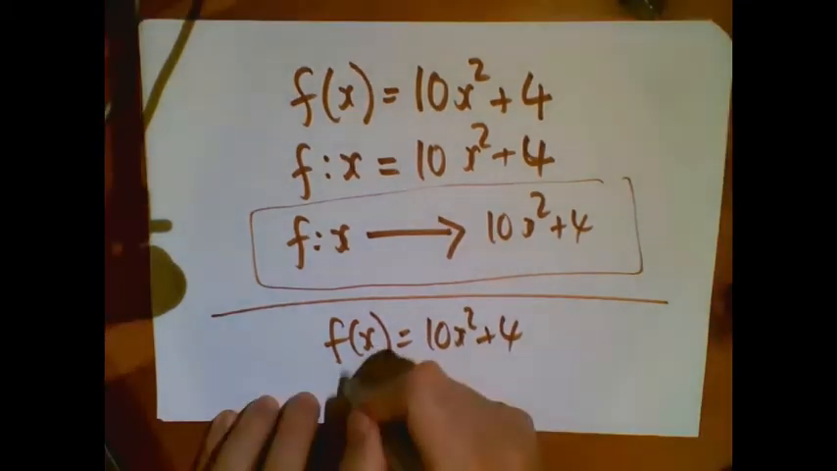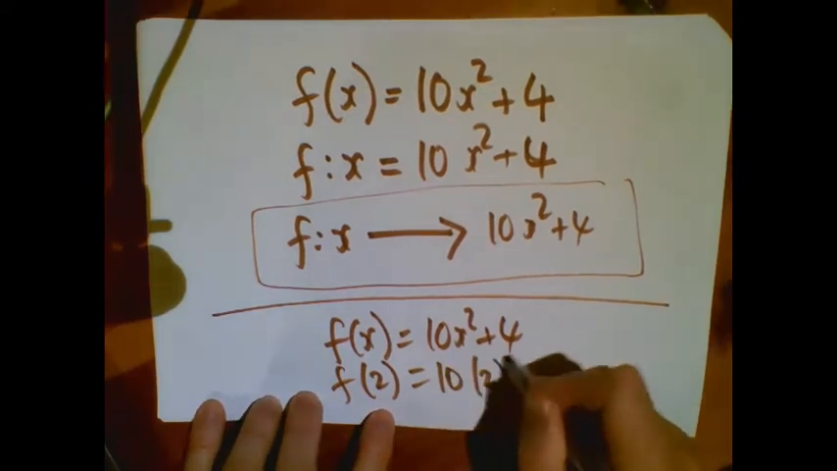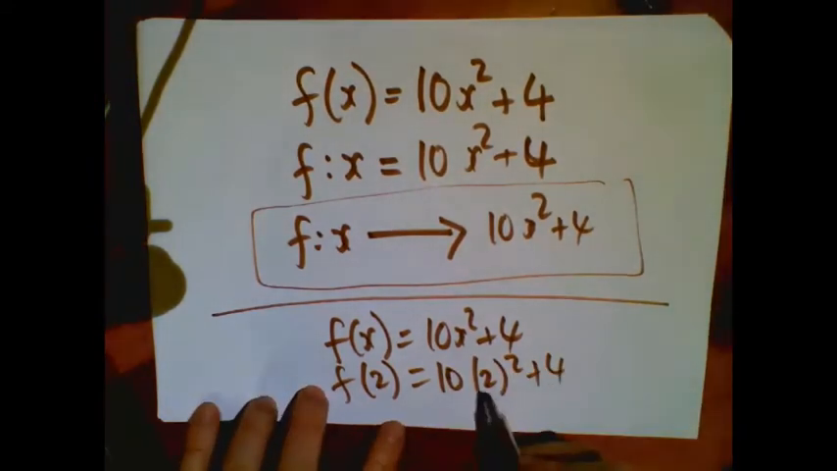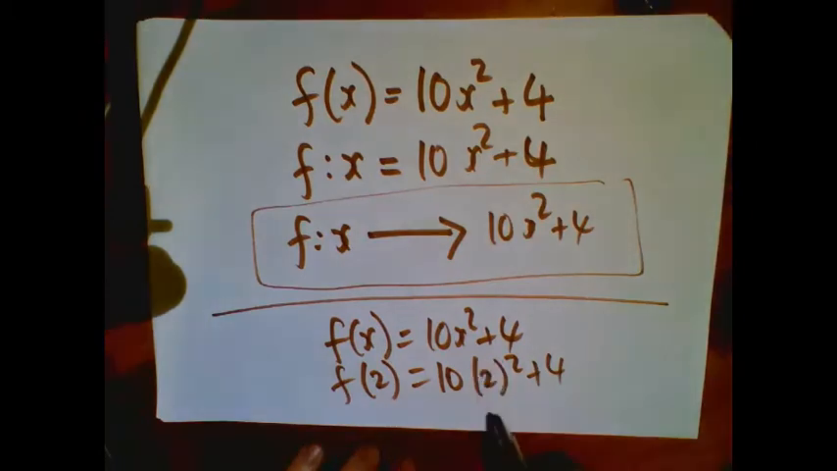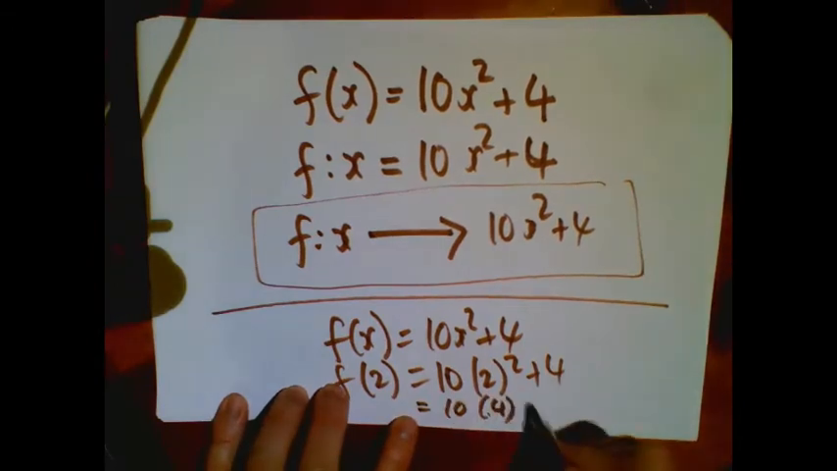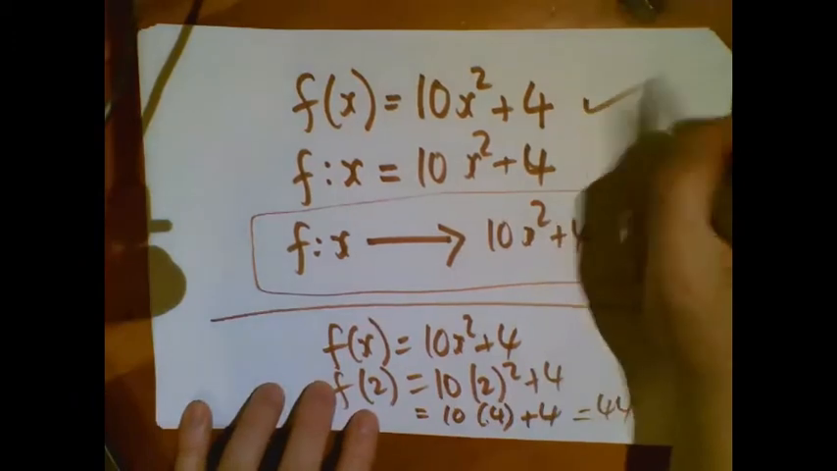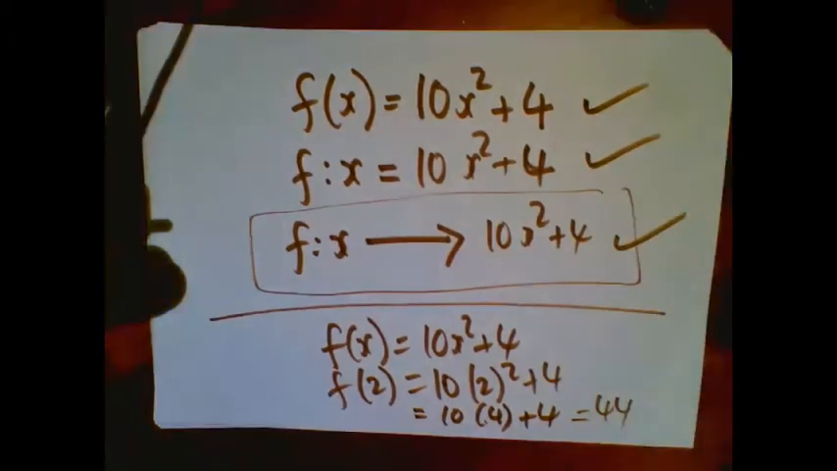And if I wanted to do f of 2, I would do 10 times 2 squared plus 4. Using BIDMAS, I would do the things in brackets first. Do the indices next, so that's 2 squared is 4. So I've got 10 times 4 plus 4, which gives me 44. So the function can be written like this, or like this, or like this, but it means the same thing.